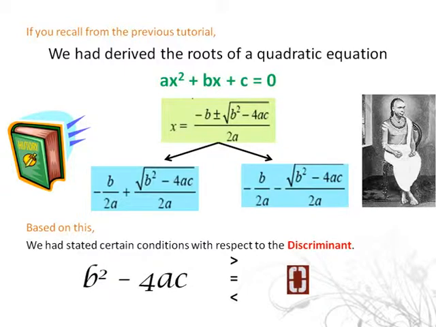Based on this, different conditions were put in the picture. This is how we define the nature of the roots. Let us individually take these cases and see what it means. Physical significance of the nature of the roots based on the discriminant's value.